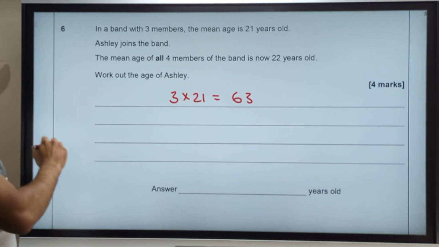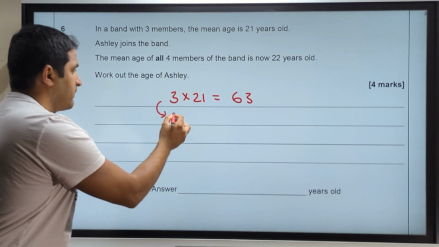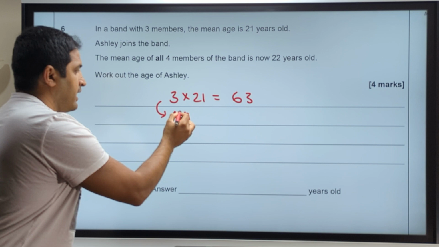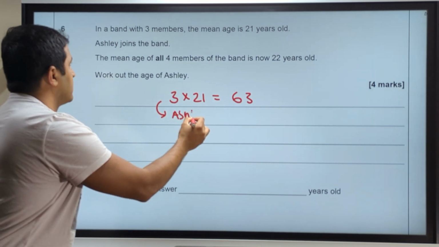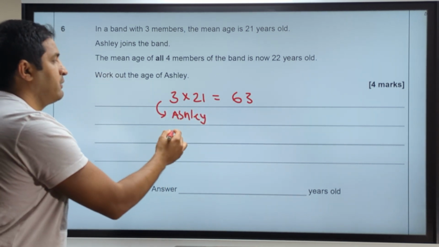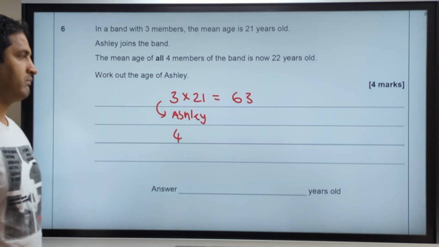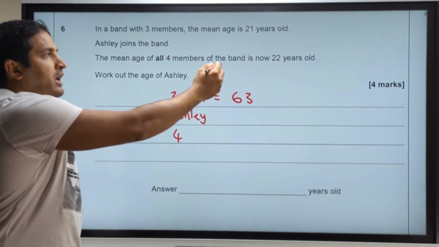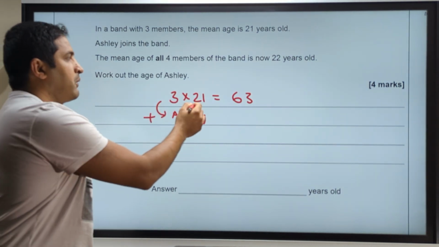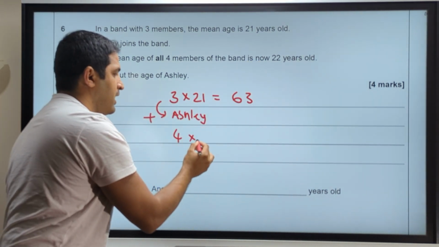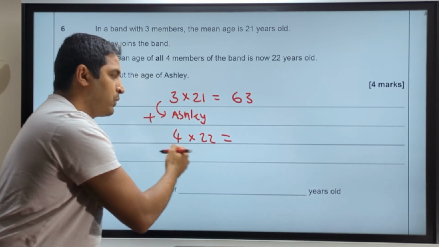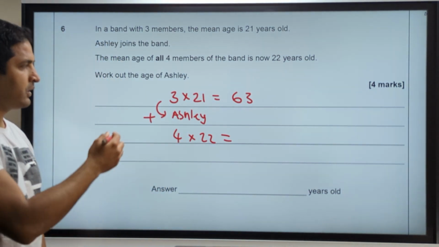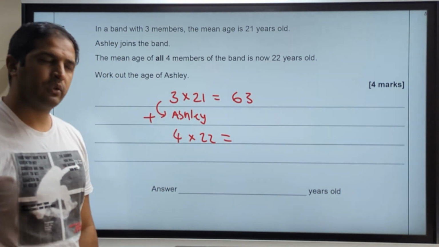And then saying, okay, Ashley joins in. So Ashley is added in. And now you have 4 members. Now the mean age of all 4 members goes from 21 to 22. So we know now the total age of those 4 members, including Ashley, would be 4 times 22, and that gives me 88.